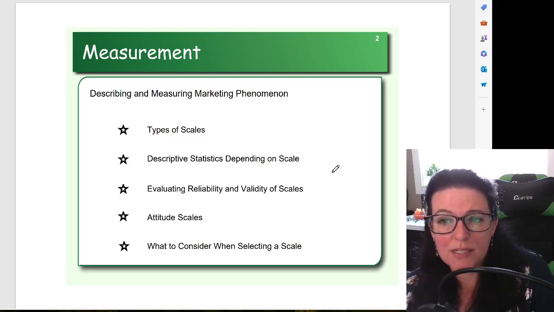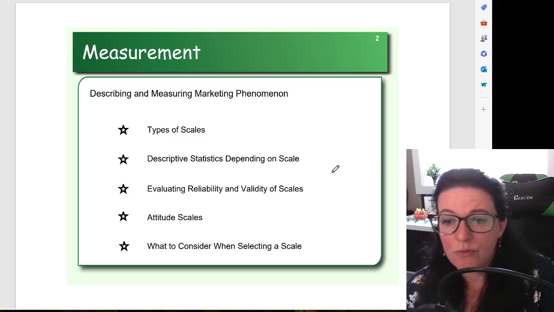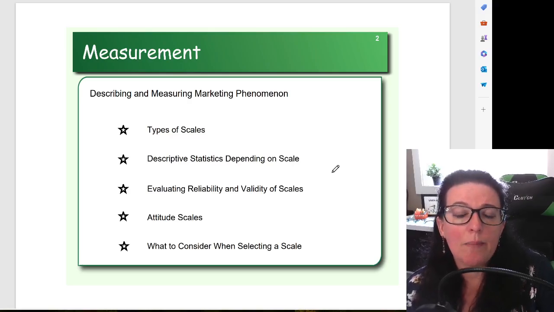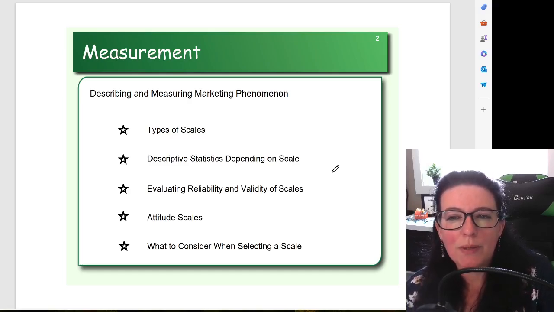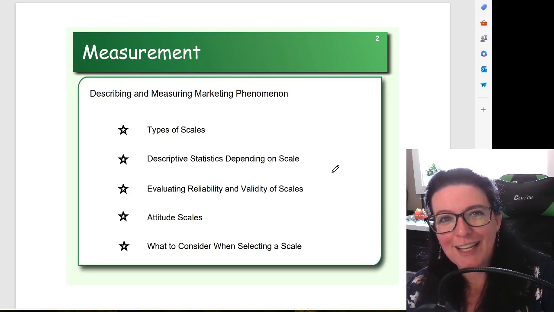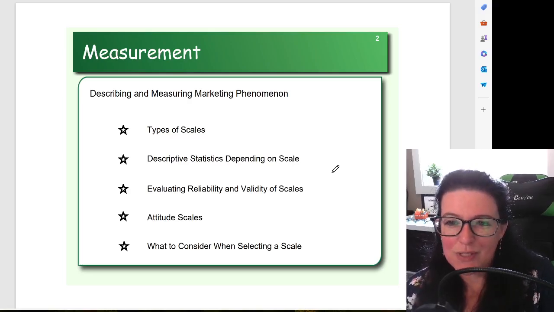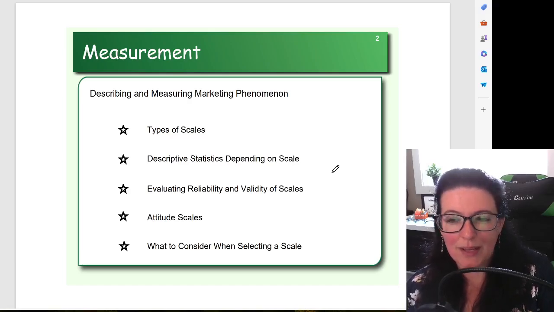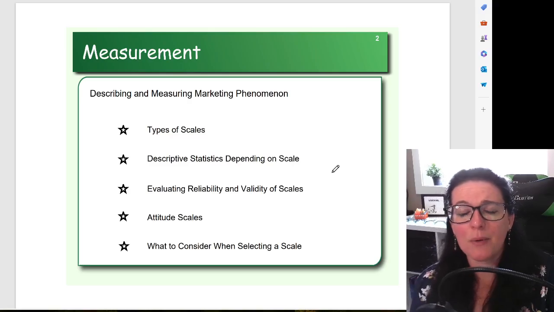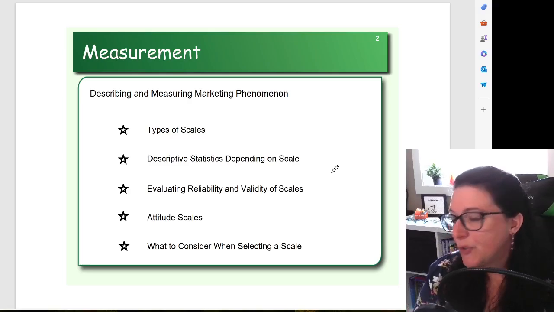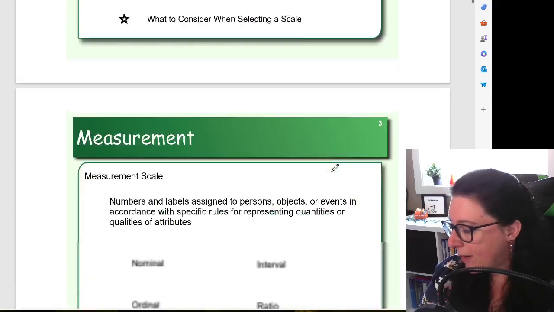That's descriptive statistics: mean, median, mode. And then we'll get into, as we are developing our survey questions, how we make sure that how we are measuring things truly gets to reliability and validity in our measurement. And then we'll look at attitude scales. Attitude scales get to a particular type of measurement. We want to measure feelings, perceptions, attitudes, and so there are certain specific scales we can use for that. And then we'll talk about how we select a particular scale. So we're going to start first with the basics in measurement scales.